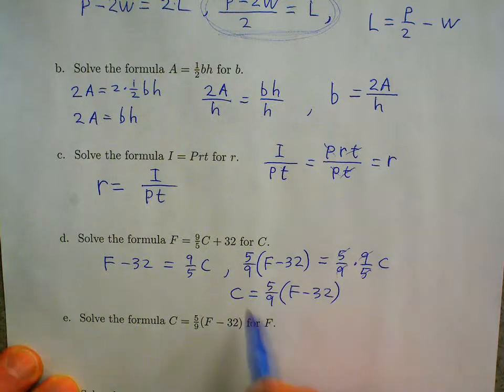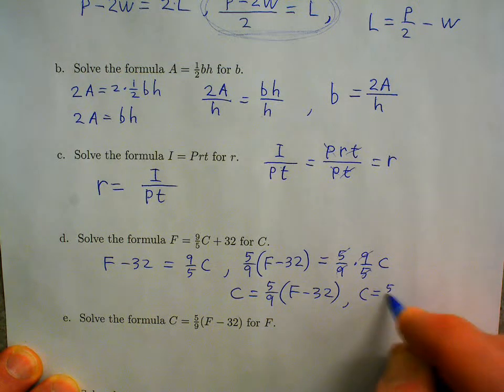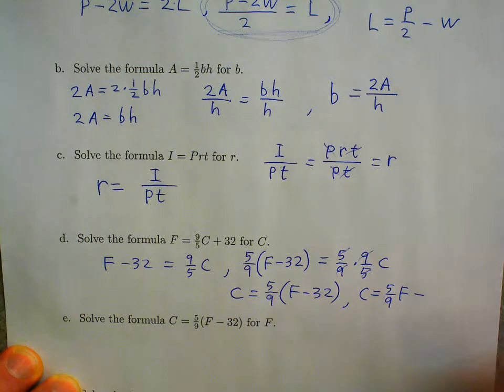If you were to distribute multiplication, you would get C equals 5/9 times F minus 160 divided by 9. It's not that this is incorrect, but the arithmetic might be a little more difficult than just leaving it in this form.